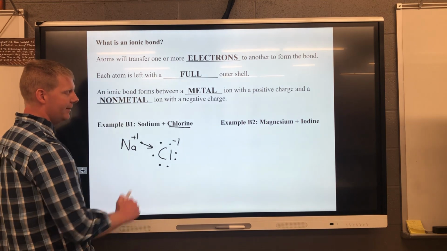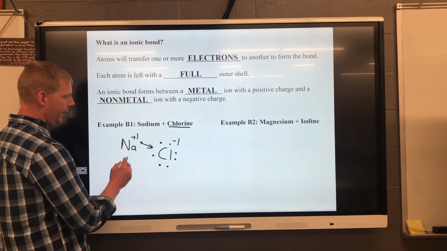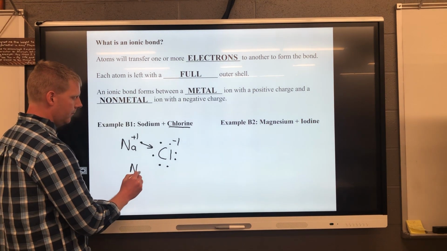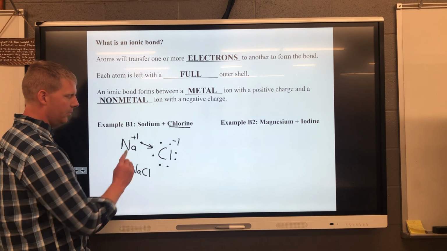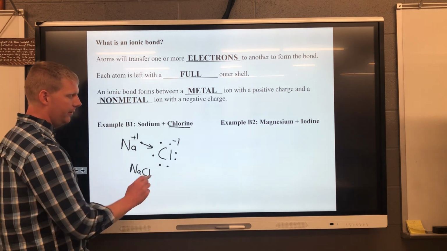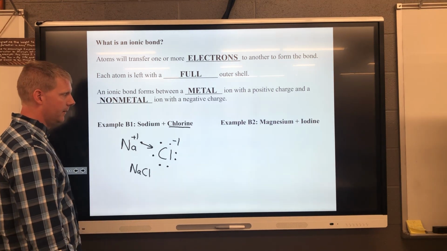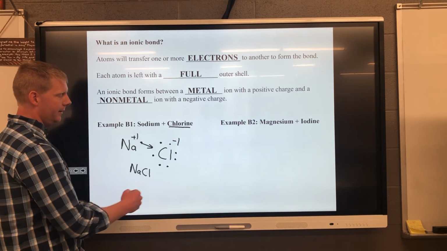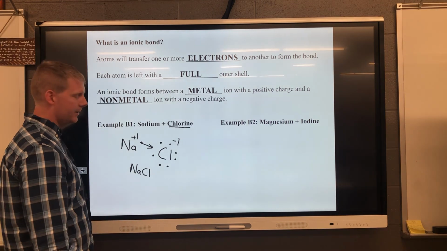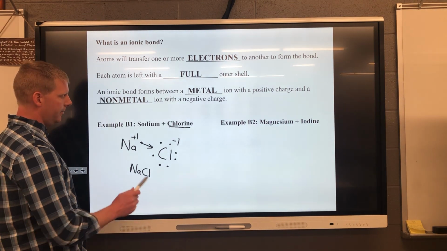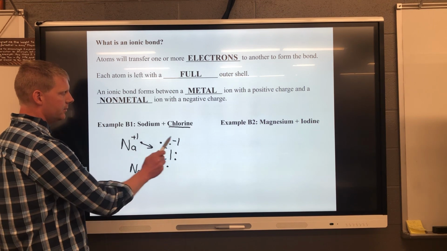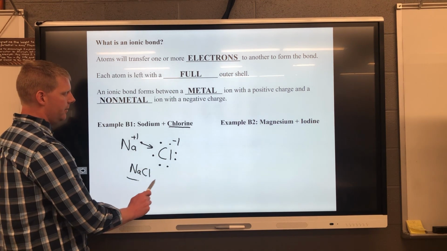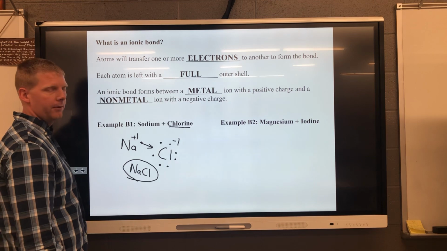So if I were to write this chemical formula, I just need 1 atom of sodium for every 1 atom of chlorine. It's a 1-to-1 ratio. All right, so I don't need any subscripts here. So this is sodium chloride, better known as table salt there. So a couple things, electron dot diagrams show the arrow transfer of electrons, show me the charge, and then you should be able to come up with the chemical formula.